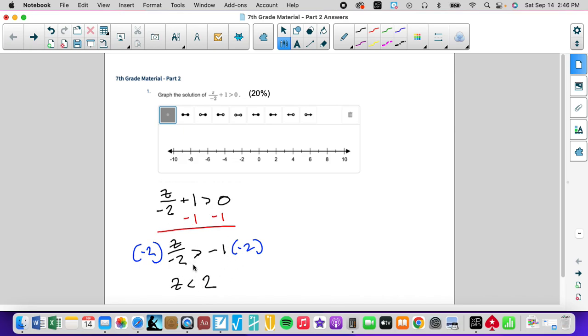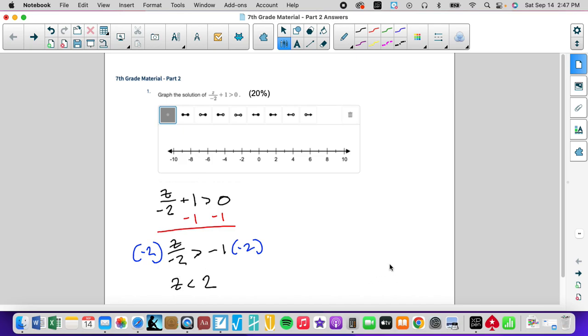8th grade students tend to just memorize keep, flip, switch, or whatever you all do. If you keep working with it, you would see the logic behind it. It's actually very logical why we would flip the inequality sign.